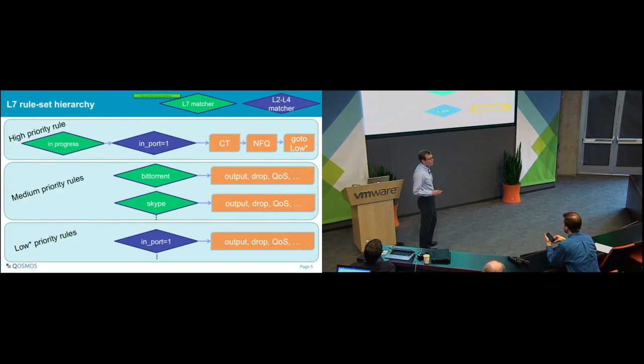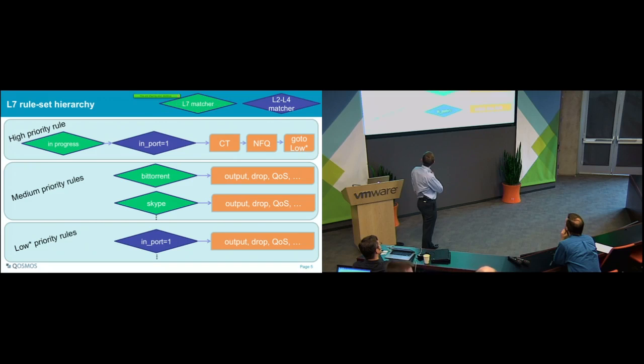So what I want to show here is how we have to build up the rule hierarchy in order to avoid loops and to maximize the performance. The key here is to attach the application ID, the classification result in the conmark, and to retrieve the conmark as soon as possible in order to match on this conmark. Again, in green, L7 matcher, in blue, layer 4 matcher.